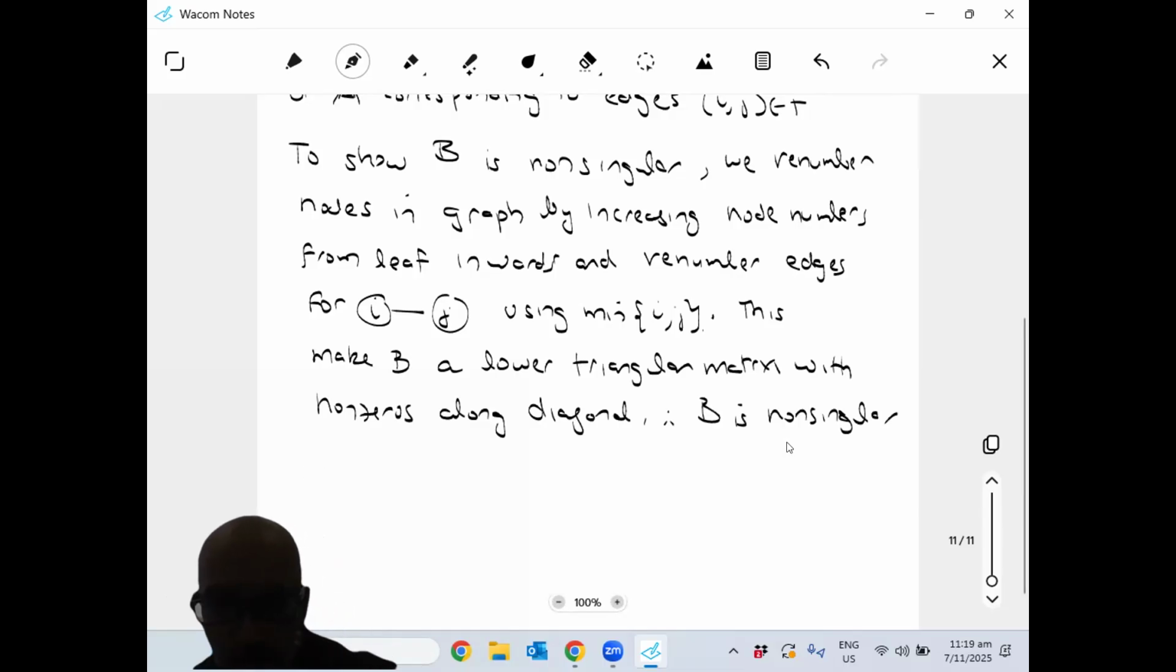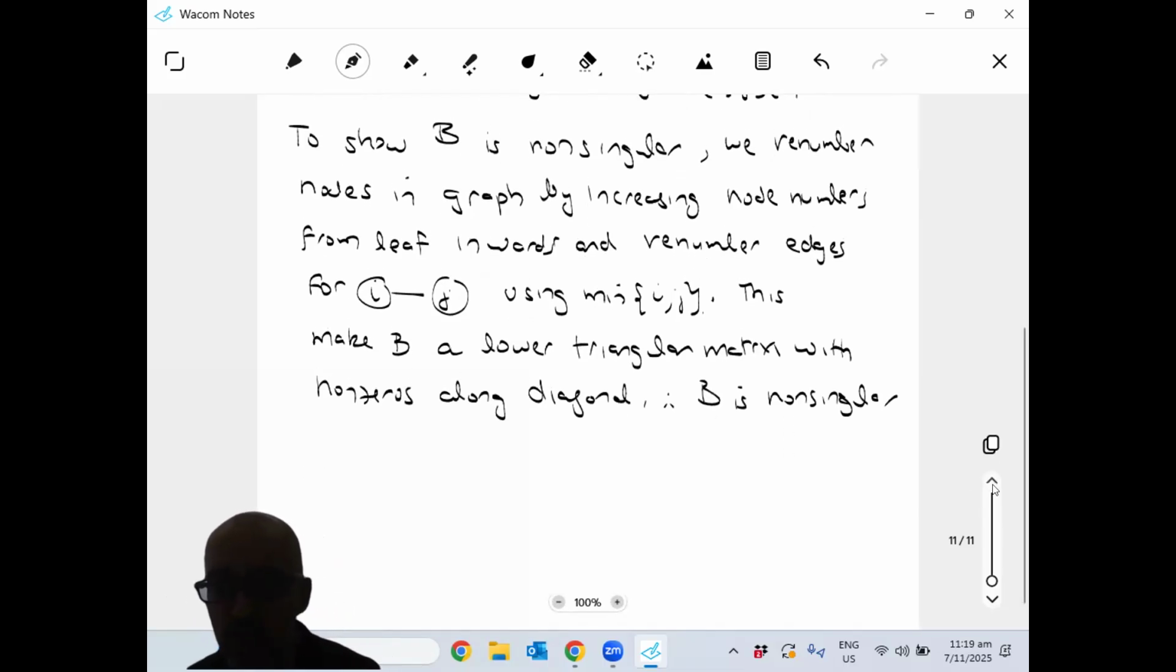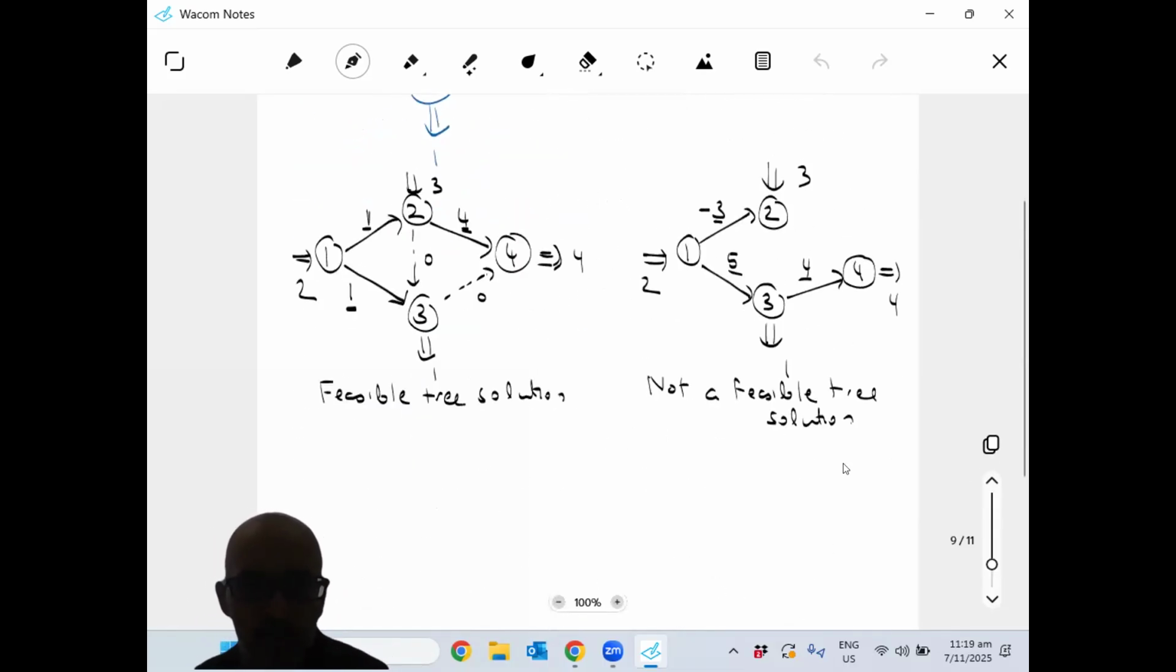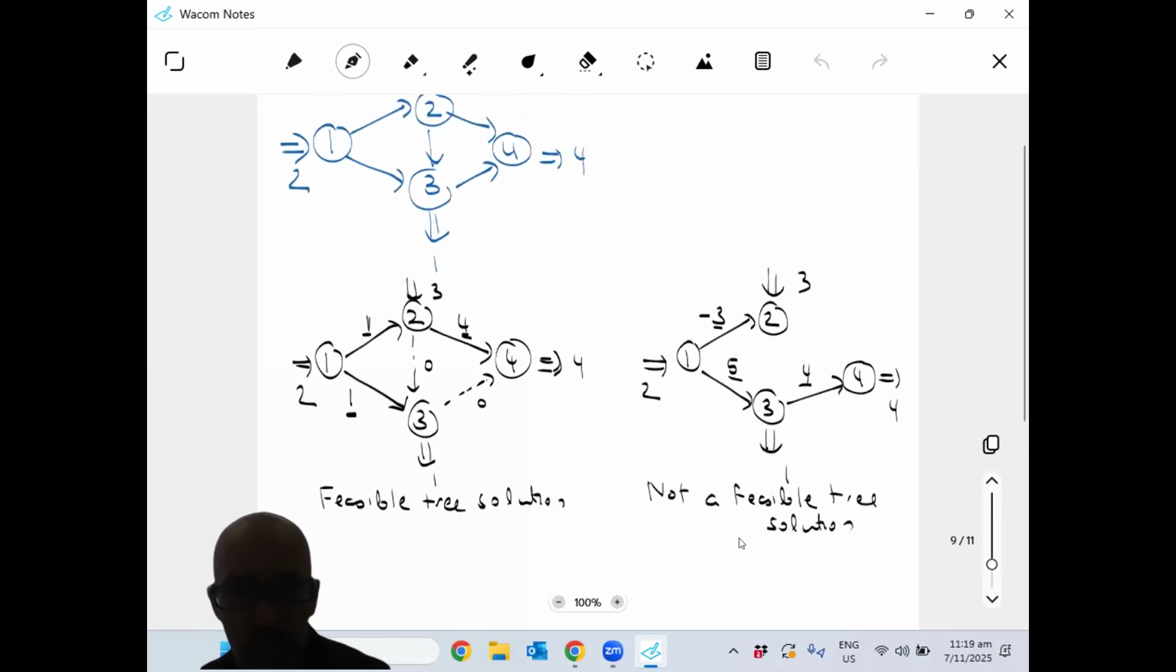So maybe let's do an example. I'll show you the numbering just to show you how this works. Let's take this same graph, 1, 2, 3, 4.